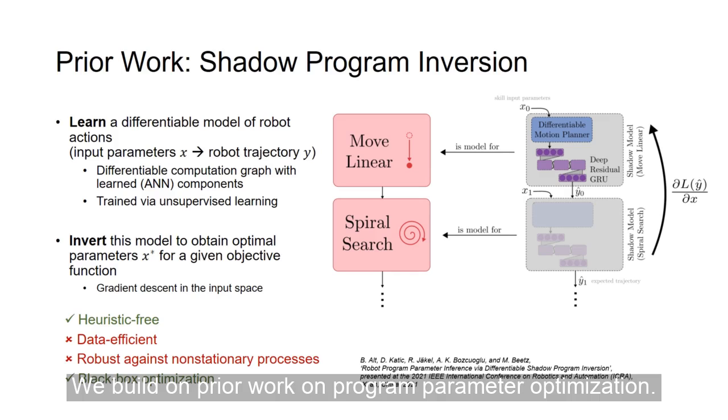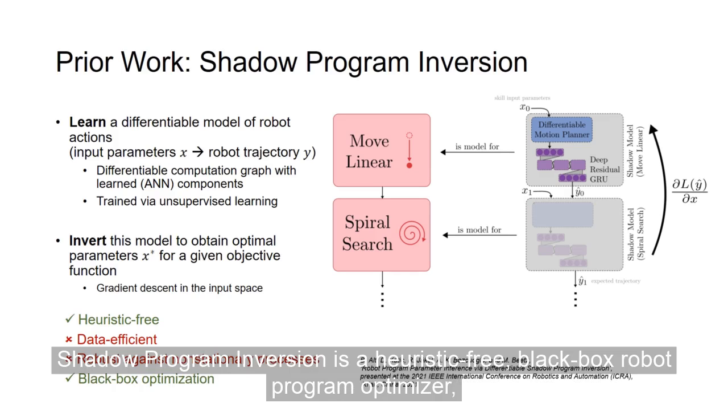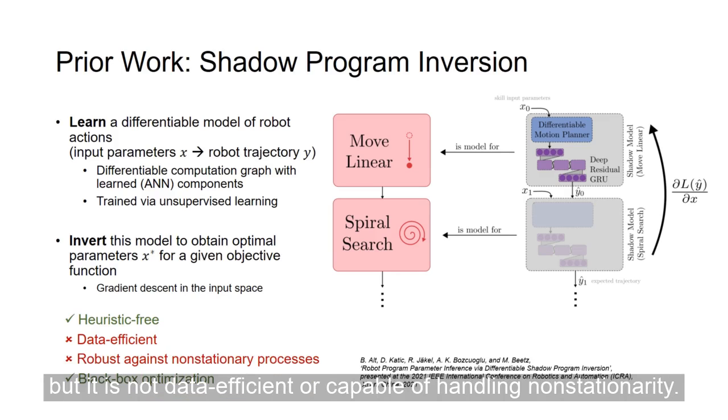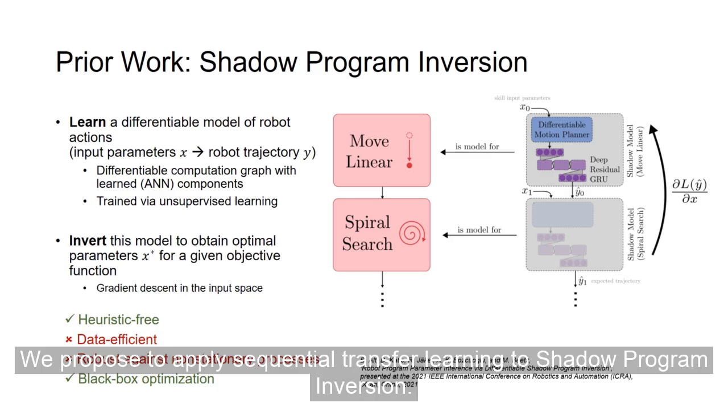We built on prior work on program parameter optimization. Shadow program inversion is a heuristic-free black box robot program optimizer, but it is not data efficient or capable of handling non-stationarity. We propose to apply sequential transfer learning to shadow program inversion.